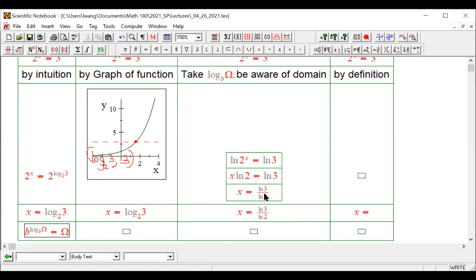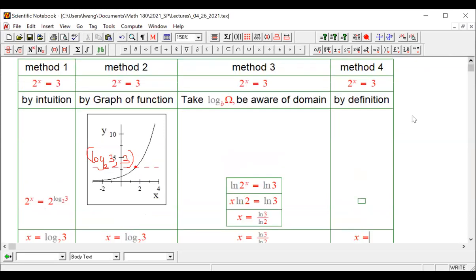Can you take base 2, log base 2? Of course. But I'm just playing with it, okay? And wait a minute, I got two different looking answers. From this method, I get the answer x equals log base 2 of 3. And from this method, I got a different looking answer. Wait a second, what's going on?